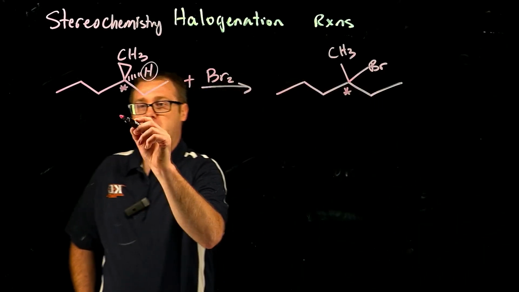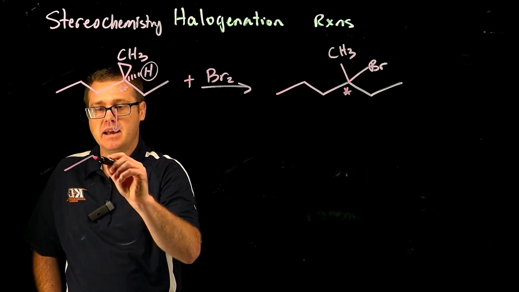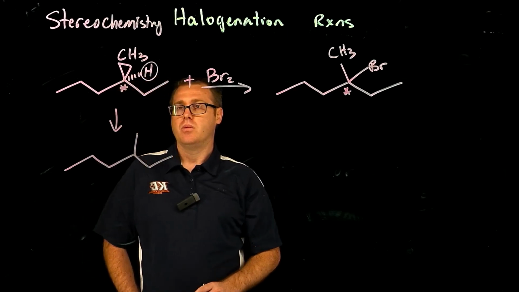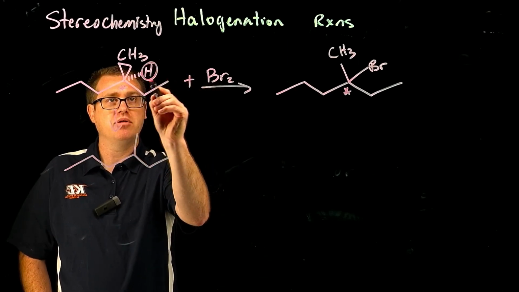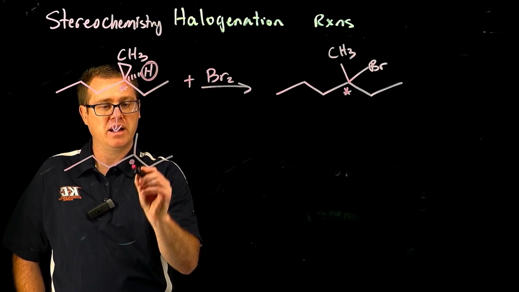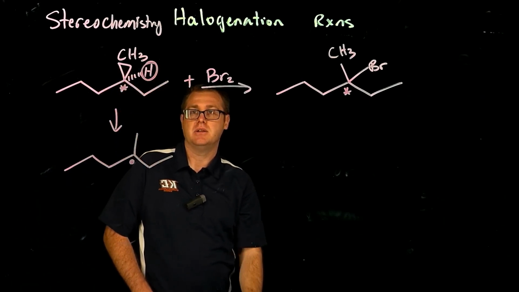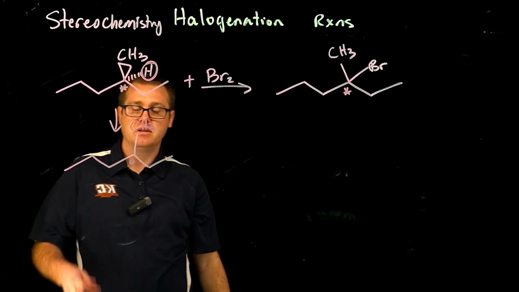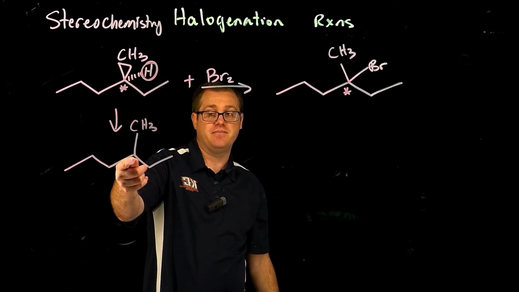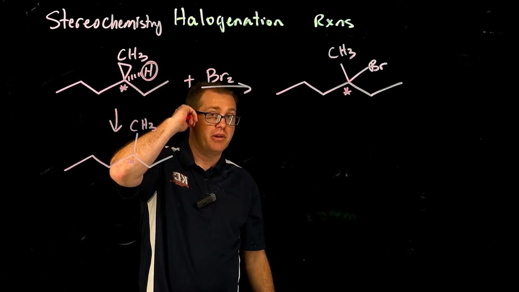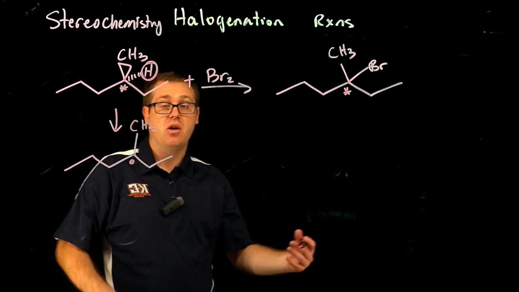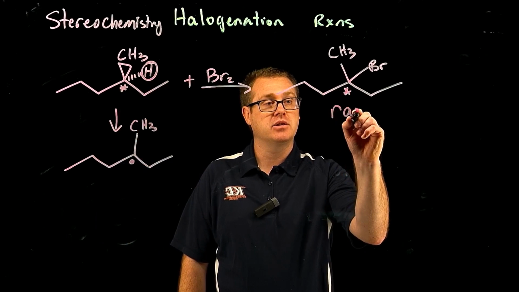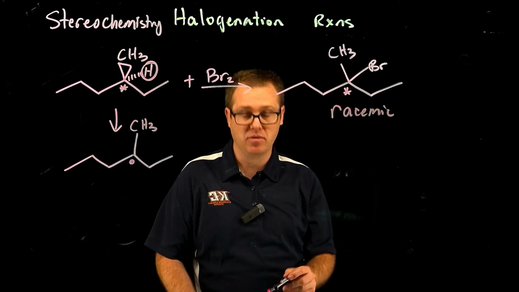Well, it all goes back to the geometry once again, because once you abstract that proton off, you generate a radical. And that's going to be our methyl group still. So that methyl right there is that methyl. That's flat, and so the bromine radical can approach from the top face or the bottom face with equal probability. So your product is going to be racemic once again.